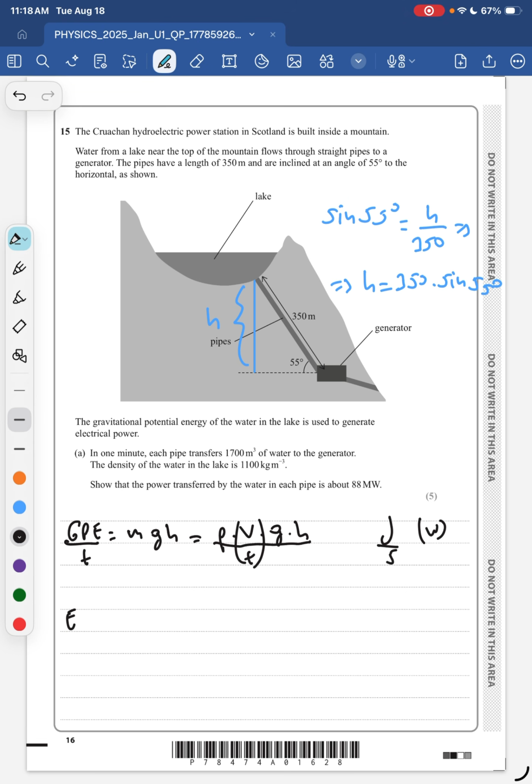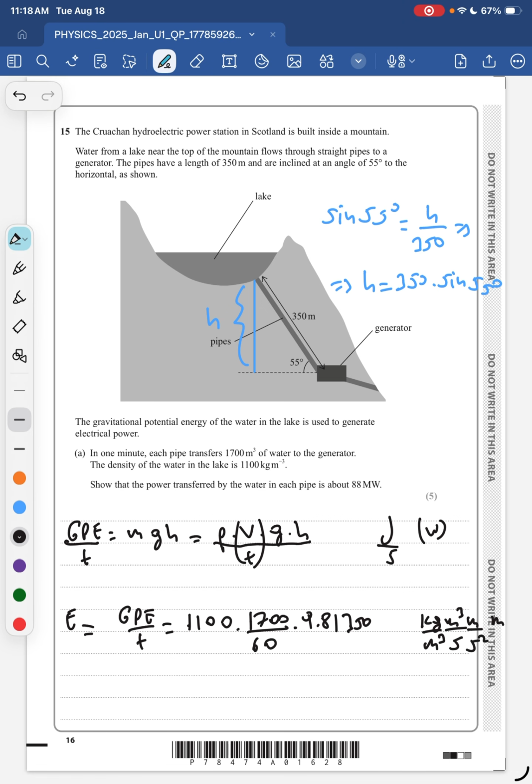so the energy, let's call it E, is going to be the GP per time. So rho, let's plug in numbers. The density is 1100, right? And that's kilograms per cubic meter. Volume per time is 1700 cubic meters. And per 60 seconds, okay, we convert the minute. 1 minute is 60 seconds times 9.81. That's meters per second squared. And then times 350.